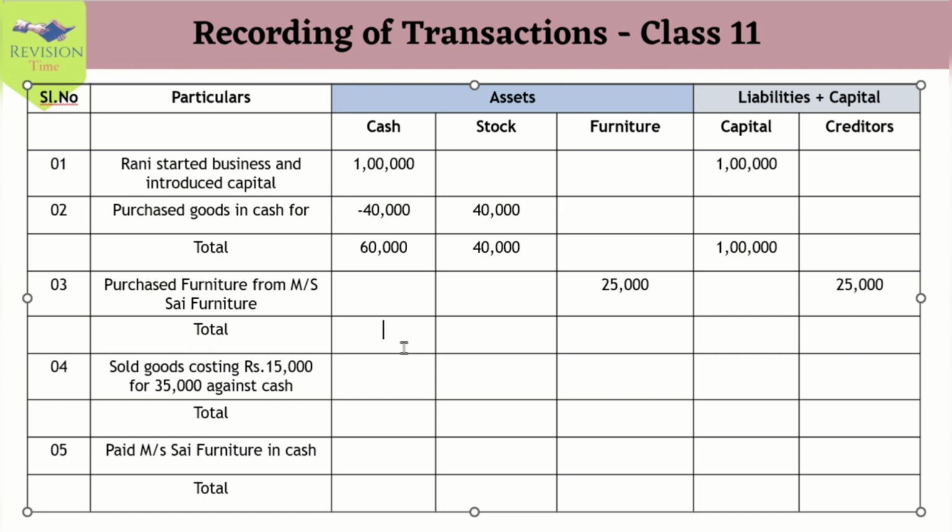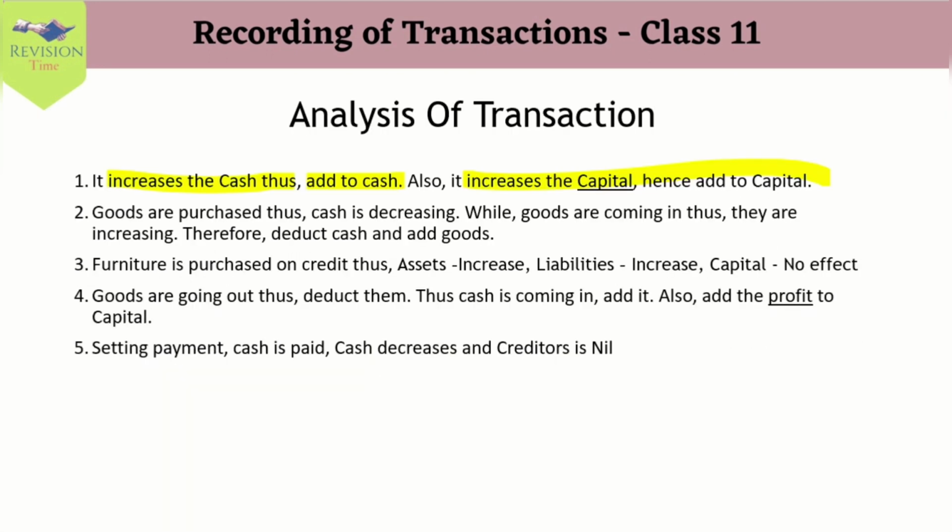Here again, cash remaining is 60,000 with us, 40,000 in goods, and 25,000 in furniture, with 1 lakh capital and 25,000 creditors. Next, sold goods costing 15,000 for 35,000 against cash. Goods are going out here, we are selling them, correct? Goods are going out from us. When goods are going out, we are selling, we will receive cash for it. Our cash will increase, our goods are going out, our stock will decrease.